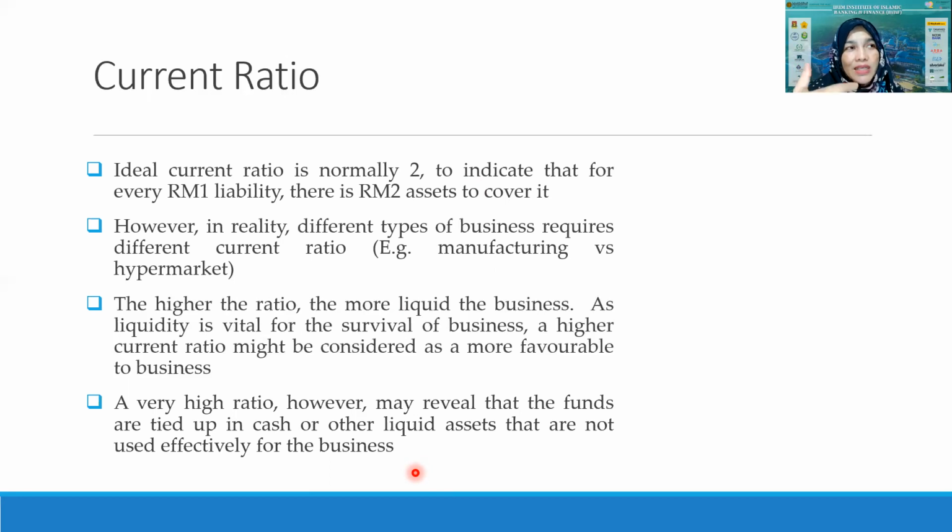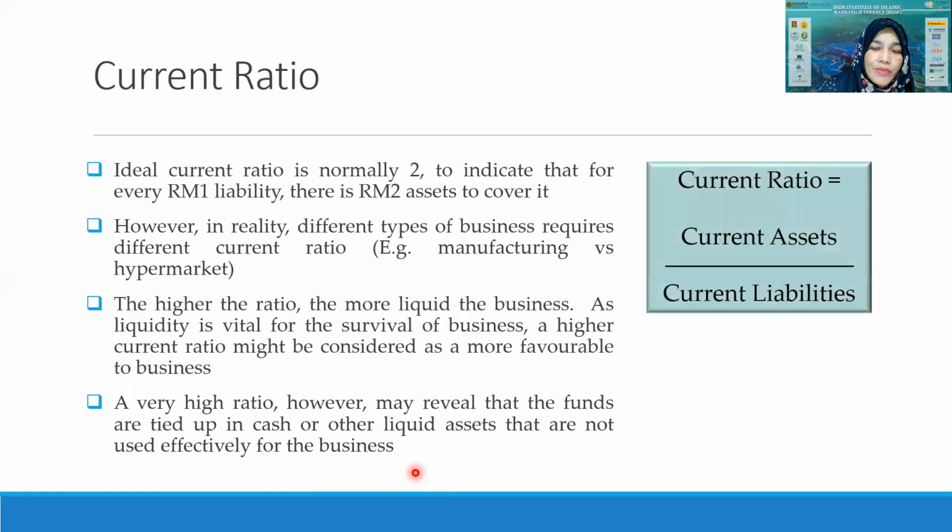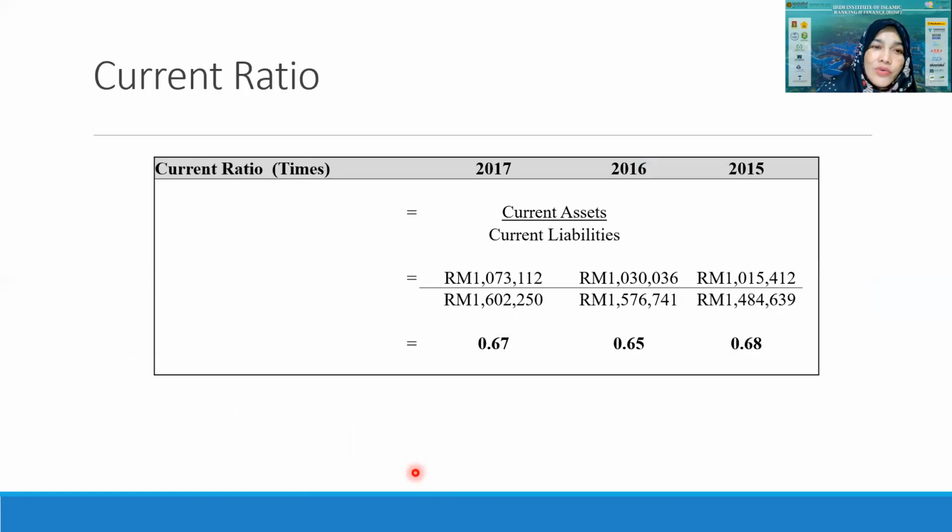The company shouldn't be keeping the money under the pillow. That wouldn't be making money for the business, right? So this is the formula. So for Nestle, in the year 2017, the ratio is higher than 2016, right? So we can say that it is up and down. In the year 2016, it is down. In the year 2017, it is up again. Okay, down and up.